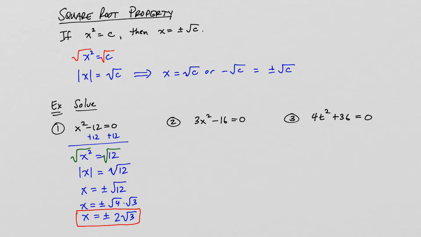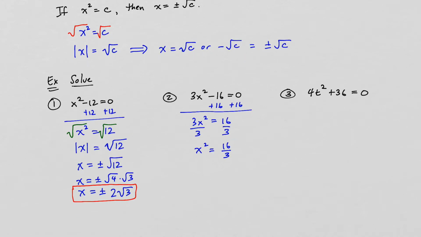In the second example, it's very similar. This is also not factorable in the traditional sense. And so what we can do to solve this equation is start by adding 16 to both sides. This gives us 3x squared is equal to 16. And then we can divide both sides by 3, which gives us x squared equals 16 thirds. And if we apply the square root property, x is going to be plus or minus the square root of 16 thirds.